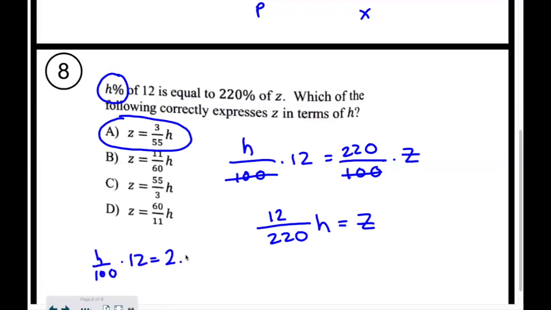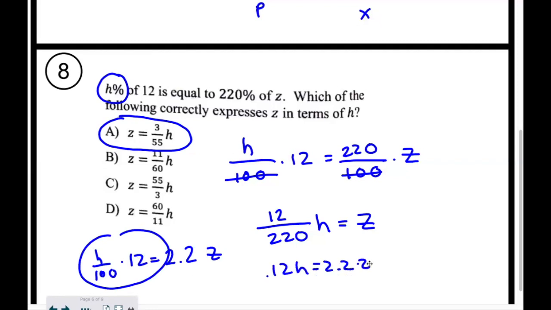220%, again, we should know is 2.2. And then you simply just divide. So you would do 12 divided by 100 is 0.12. Let me write that out. So this side, you'd probably do 12 divided by 100 is 0.12h equals 2.2z. Then to get z by itself, you divide by 2.2. So again, you get 0.12 divided by 2.2 is a decimal.